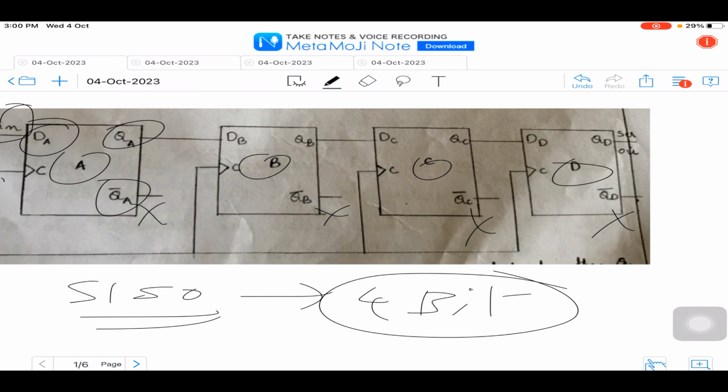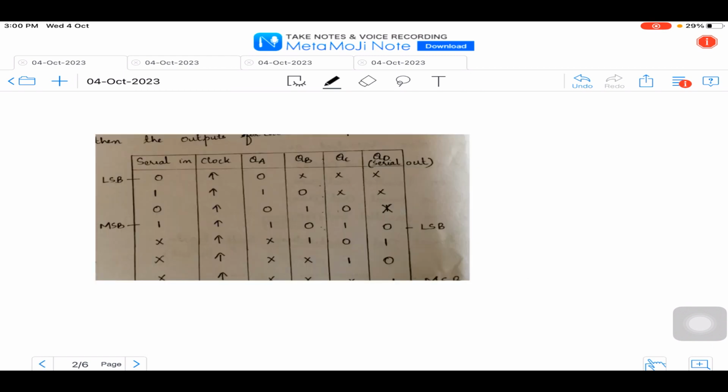The D input of each flip-flop, as you can observe, is connected to the Q output of the previous stage on the left. When a clock pulse is applied to the clock input of flip-flop A, the data on the serial in line gets stored in flip-flop A and appears at QA. Every bit is shifted one position to the right. The serial input is shifted into flip-flop A, and the contents of the last flip-flop D get shifted out and are lost. Let us consider an example to analyze.